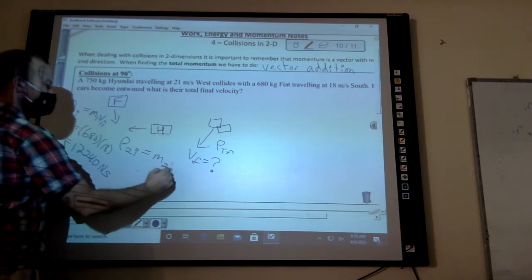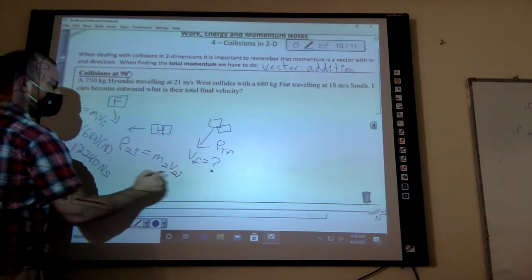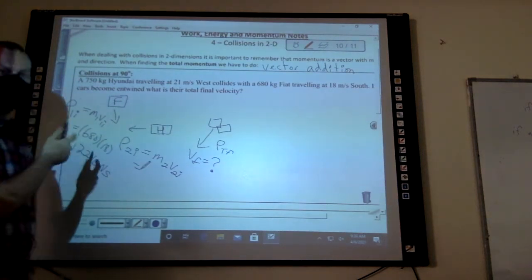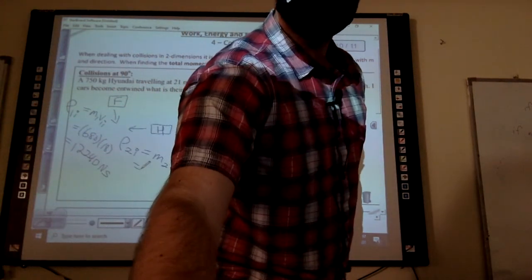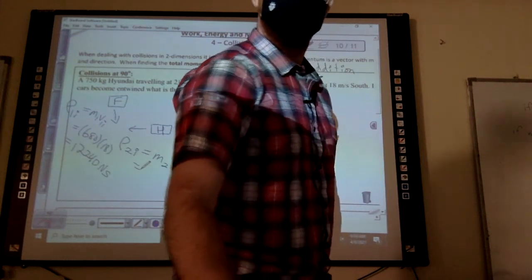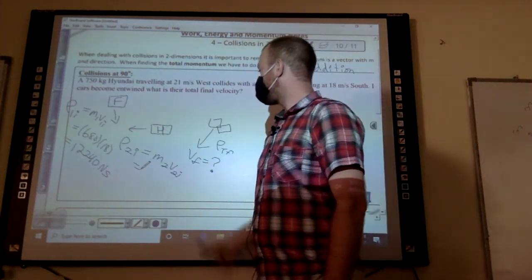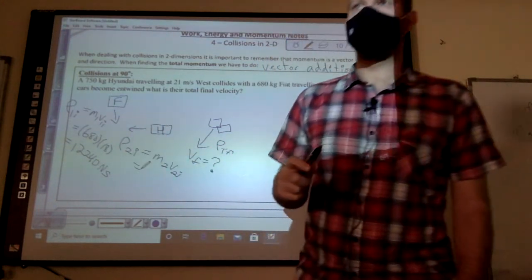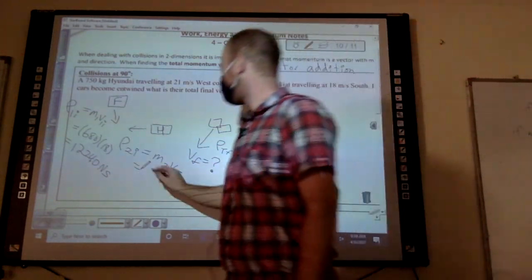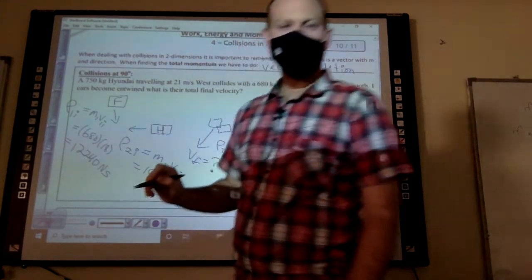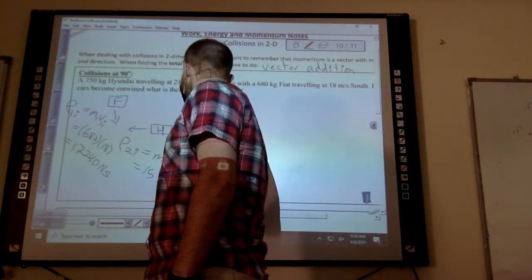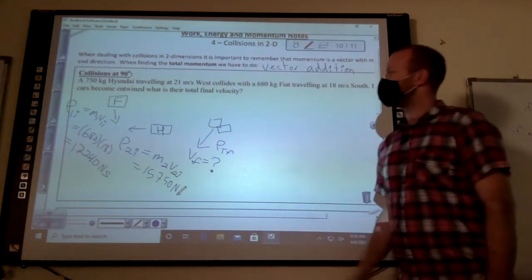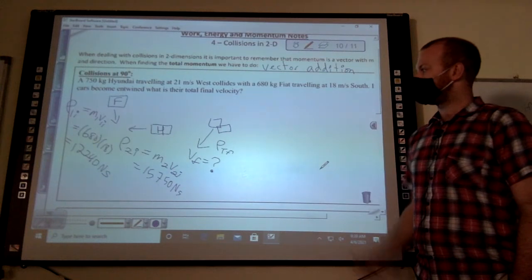Find the second momentum. Again, you have the mass, you have the velocity. I'm not going to put the numbers in this time. Newton seconds. Newtons times second. So there's our 2 initial momentums.